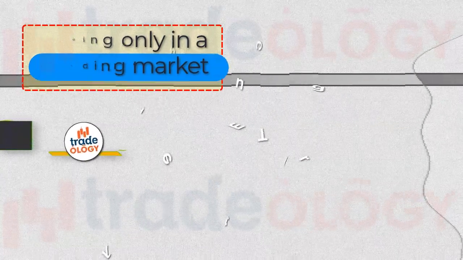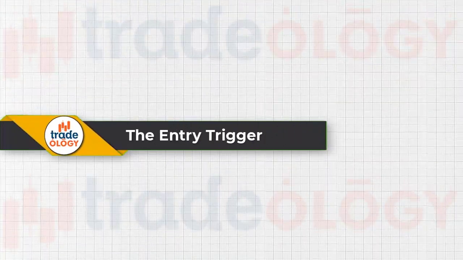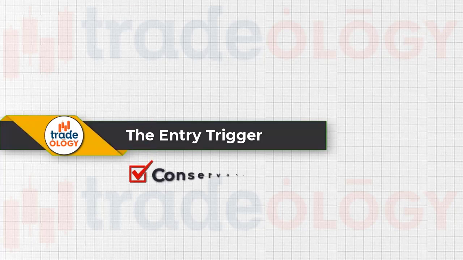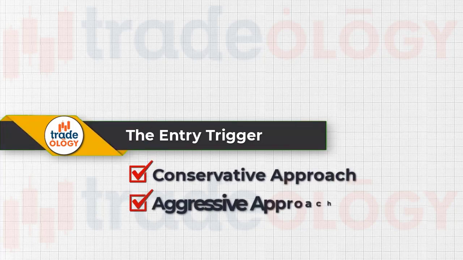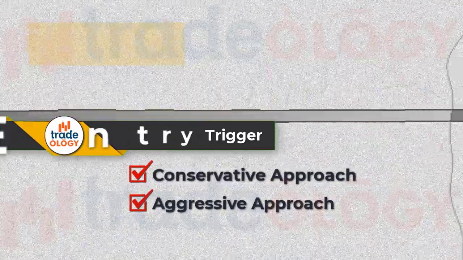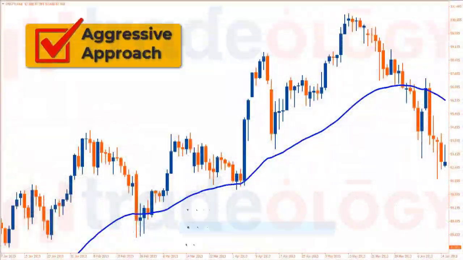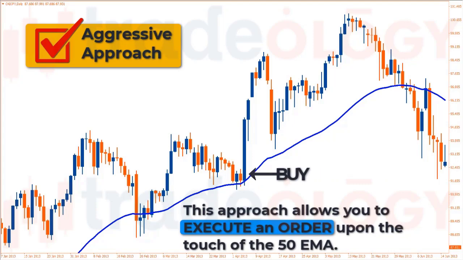The entry trigger. Now that we know the dynamics of the system itself, let's look at the 2 ways that I believe you can trade this method, ranging from a conservative approach to an aggressive one. The aggressive approach. This approach allows you to execute an order upon the touch of the 50 EMA. The stop loss will need to be placed arbitrarily a few pips above or below your entry, as the case may be. Notice that such a trigger would have worked phenomenally. Price hits the 50 EMA and bounces hard.